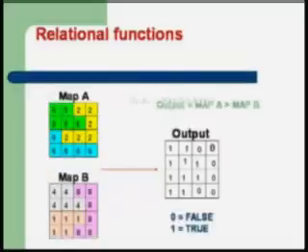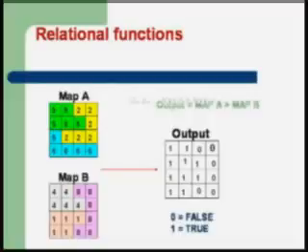And then another thing is relational. Suppose the output is equal to map A greater than map B. Whatever values you have in map A, if they satisfy the condition of being greater than B, then your output will have a true value, which is the number 1. So wherever it is true, it will put 1. Wherever it is not true, it will put 0.